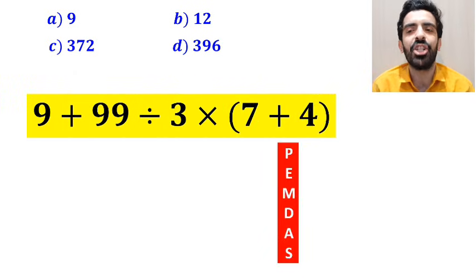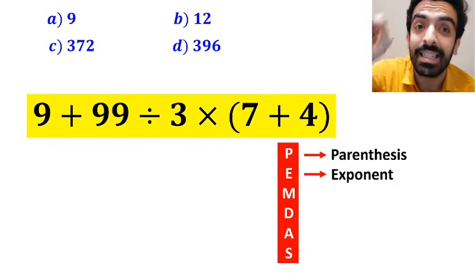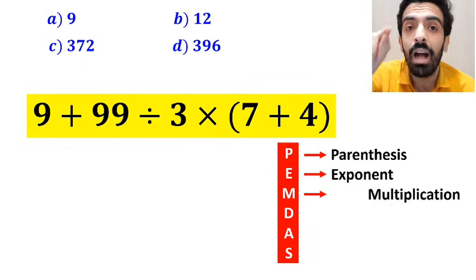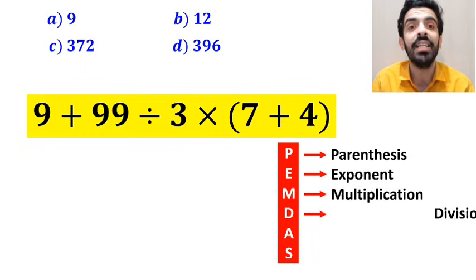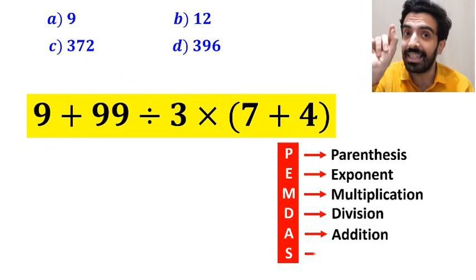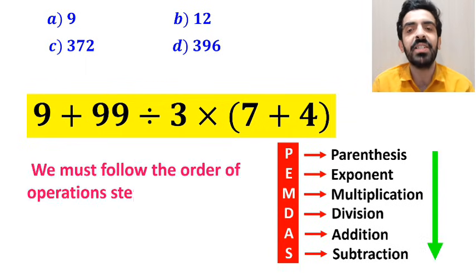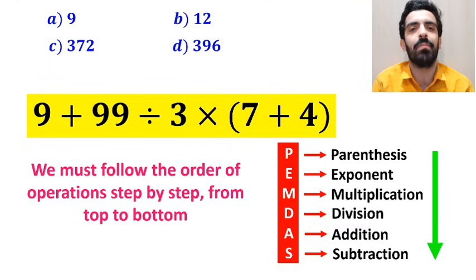To solve this question, we must follow the PEMDAS rule step by step. In this rule, P stands for parentheses, E stands for exponent, M stands for multiplication, D stands for division, A stands for addition, and S stands for subtraction. We must follow the order of operations step by step from top to bottom.